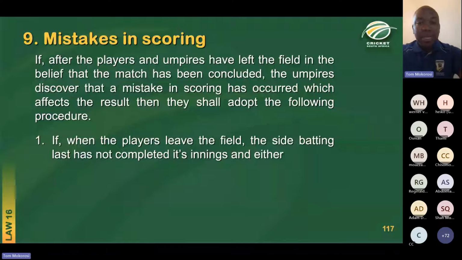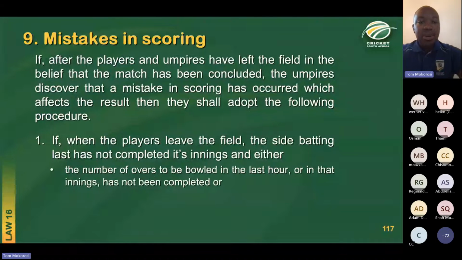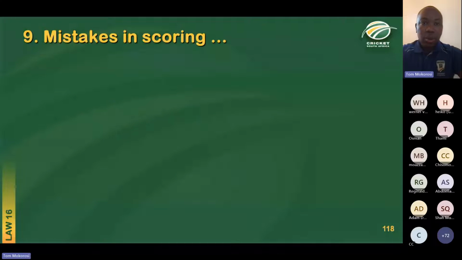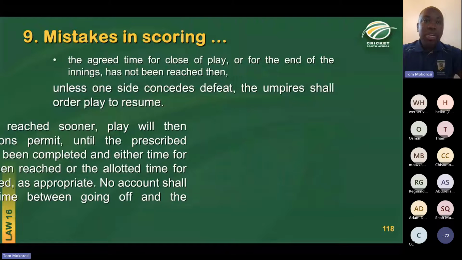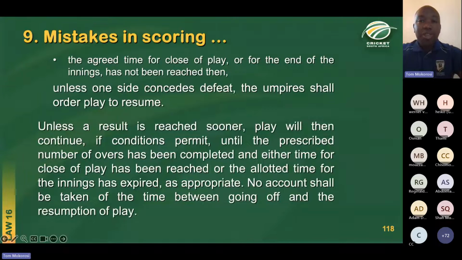If when the players leave the field, the side batting last has not completed its innings, and either the number of overs to be bowled in the last hour or in that innings has not been completed, or the agreed time for the close of play or for the end of the innings has not been reached, then, unless one side concedes defeat, the umpires shall order play to resume. So we will go back onto the field, and the batting side will need to score more runs, or the fielding side will need to take more wickets to win the match, whatever the case might be.